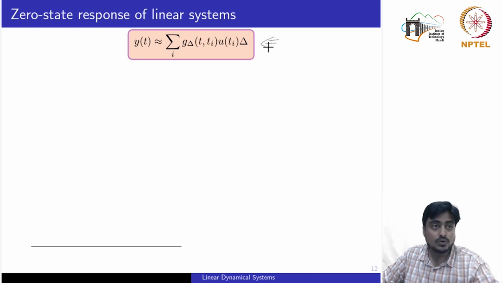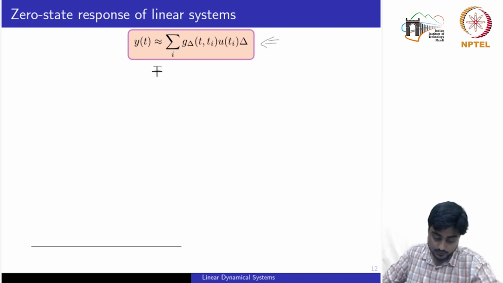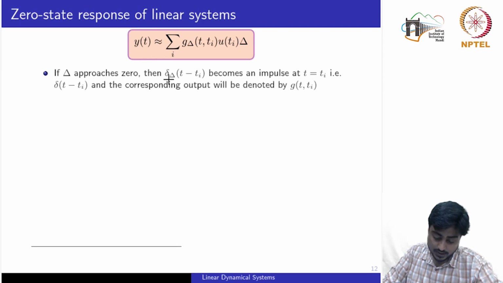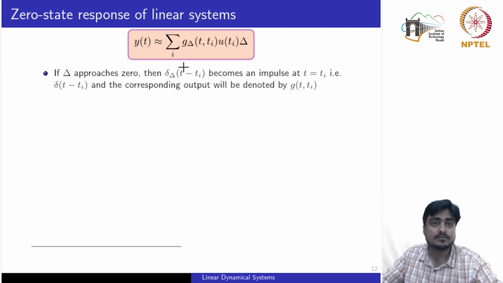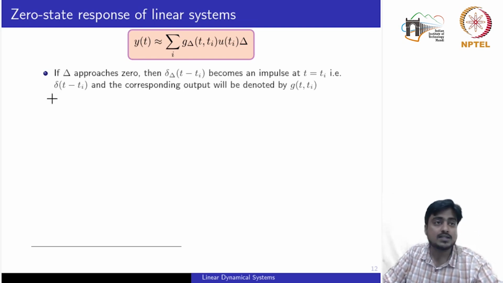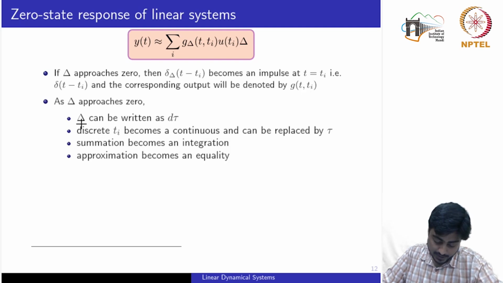Now if we want to have the equality, there are certain things which we need to take care of. Suppose the capital delta approaches 0, then we know that the pulse we introduce would in fact become an impulse function. So we remove this capital delta and we represent this by a shifted version of the impulse function, and the corresponding output will be denoted by g t comma ti. We also remove the capital delta from the subscript. Further, as the capital delta approaches 0, this capital delta can be written as d tau, a small width.